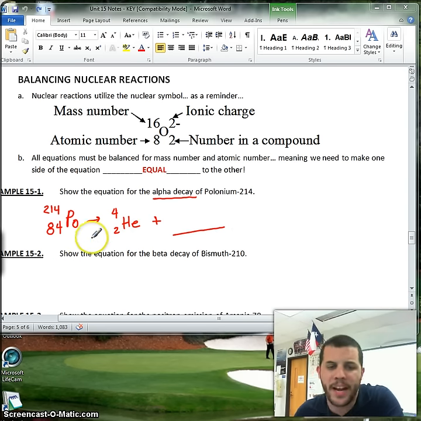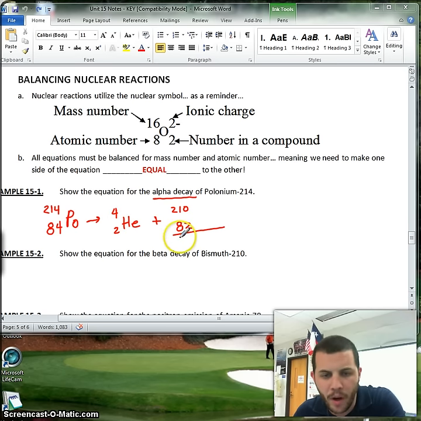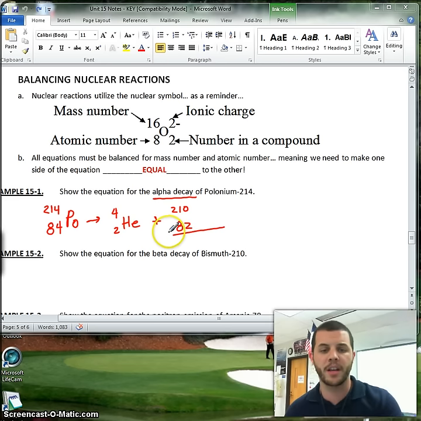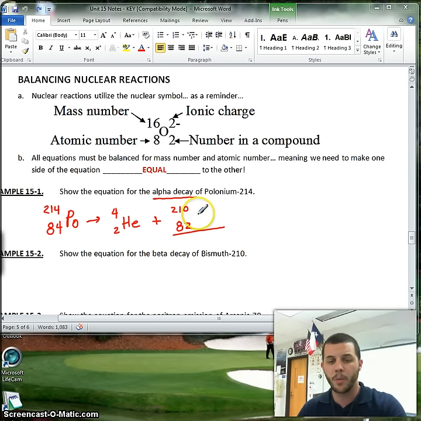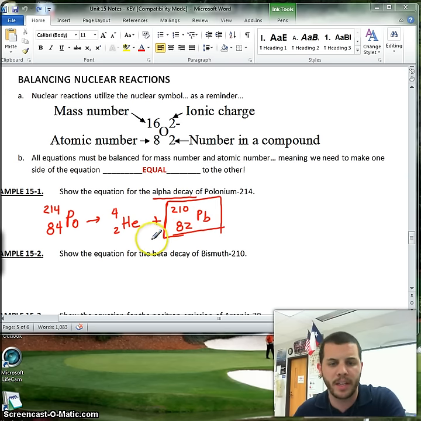Well, now I just have to ask myself, 4 plus what gets me 214? Of course, that number is 210. 2 plus what gets me 84? Well, of course, that number would be 82. And so now I need to see what element is associated with an atomic number of 82, which of course would be lead. So this is going to be the new atom that I'm going to get.